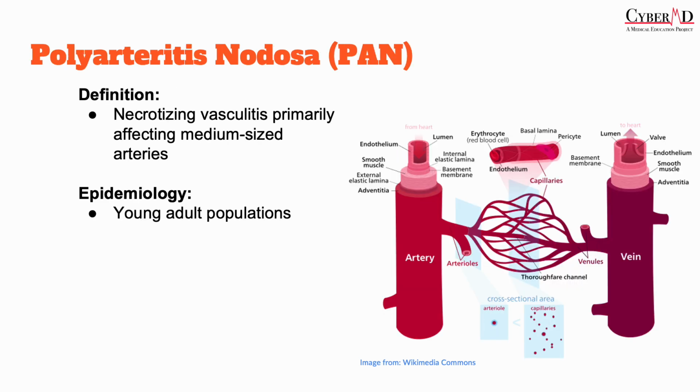Polyarteritis Nodosa is a rare disease that affects people of all ages, but it is more commonly diagnosed in the young to middle-aged adult populations. It is also more common in males than females at a ratio of about 2 to 1, respectively. The cause of polyarteritis nodosa is unknown, but it is believed to be an autoimmune disorder in which the immune system is attacking the blood vessels. Certain viruses such as hepatitis B and hepatitis C can trigger the disease as well.